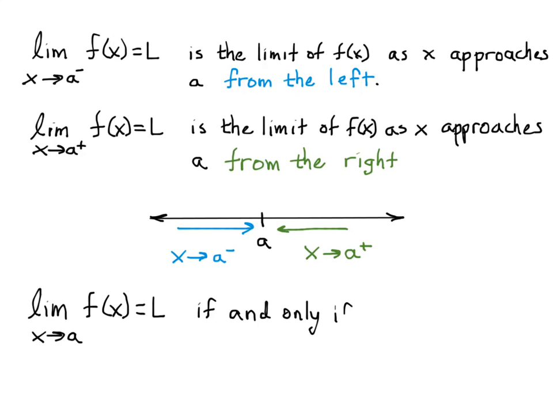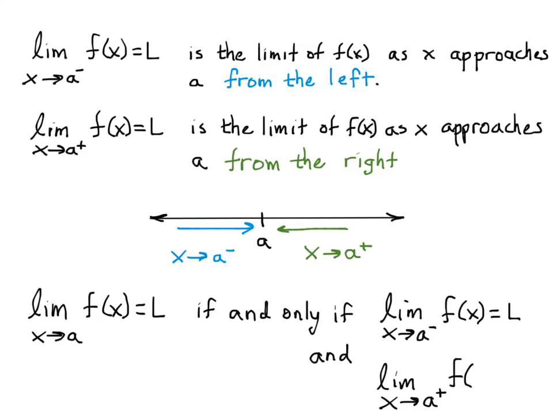Now here's a definition that we're going to stick with, and this is going to be a pretty important notion. We're going to say that the limit as x approaches a of our function f at x is going to be L if and only if the left and the right hand limits bring us to the same value.